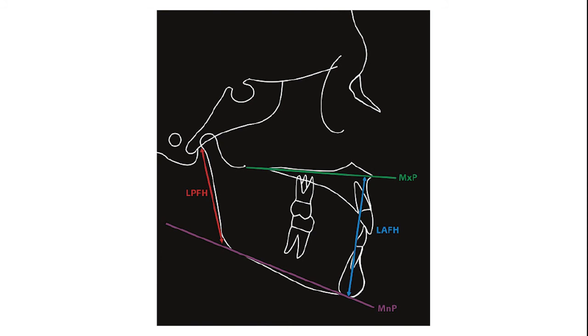Hence, if the lower posterior facial height is less than 65% or more than 75% of the lower anterior face height, there is likely to be a vertical skeletal discrepancy. The FHI must be analyzed in conjunction with the anterior face height ratio. For example, if the anterior facial height ratio, MAFH to LAFH, is correct but the FHI is not, then the discrepancy lies in the LPFH. In other words, there is a reduced vertical ramus height.